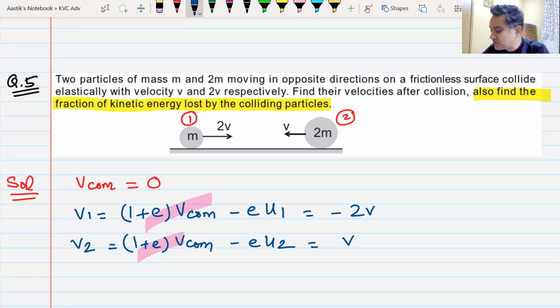M moves with a velocity 2v and 2m moves with a velocity v. Normally, this is how the question would be framed because they want the velocity of center of mass to come 0. So they will have the opposite thing. M will have 2v and 2m will have v. That is how they frame it so that the calculations are simple. Yes, sir. You are right. The question was written wrongly. I agree with it perfectly.